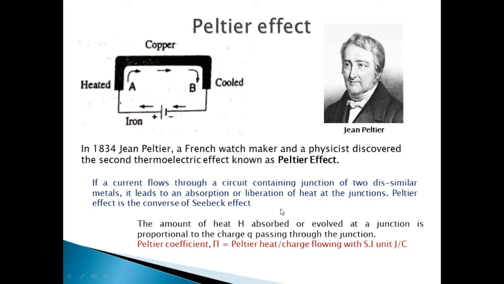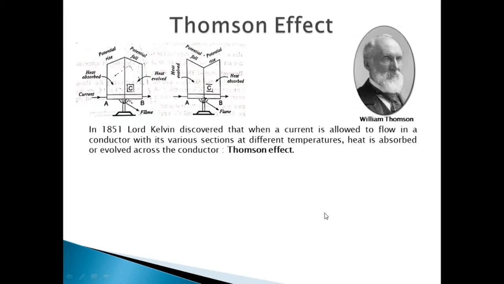Here the amount of heat H absorbed or evolved at a junction is proportional to the charge passing through the circuit. From this we obtain a term known as the Peltier coefficient, which is very important in this effect. Peltier coefficient pi is equal to the Peltier heat divided by the charge flowing through the circuit. The unit of this Peltier coefficient is joule per coulomb, or volts.